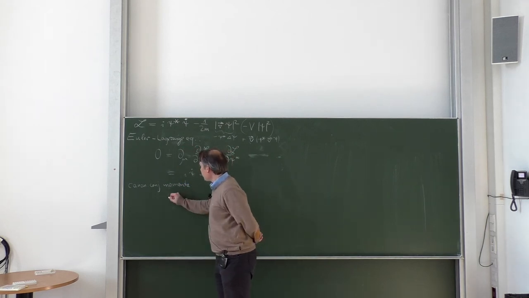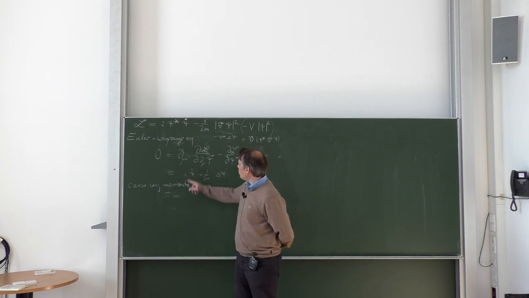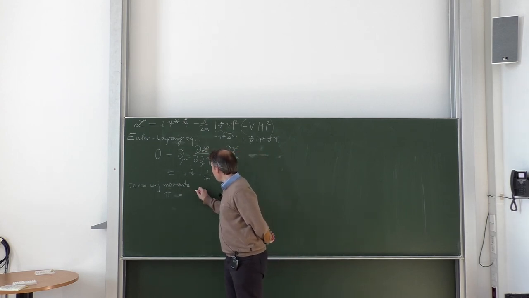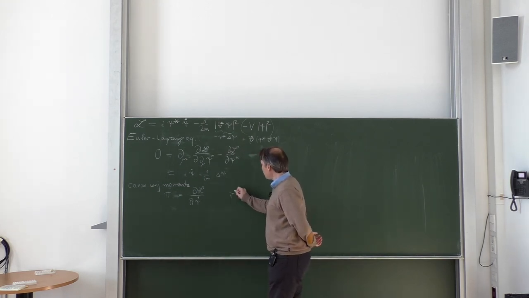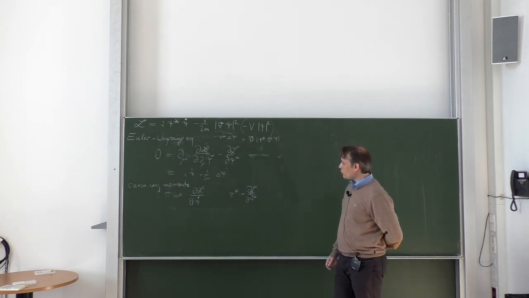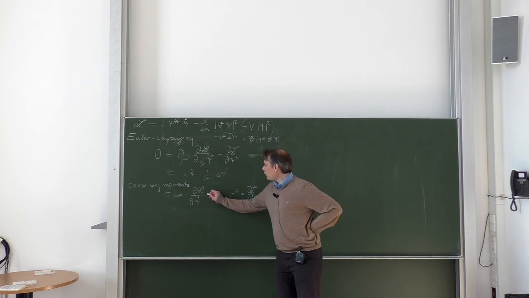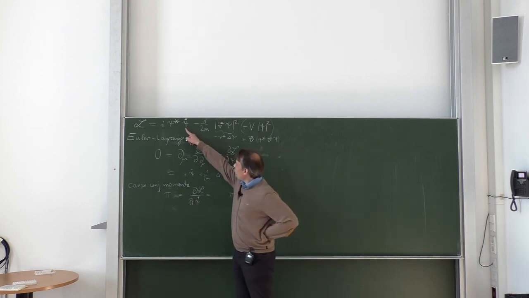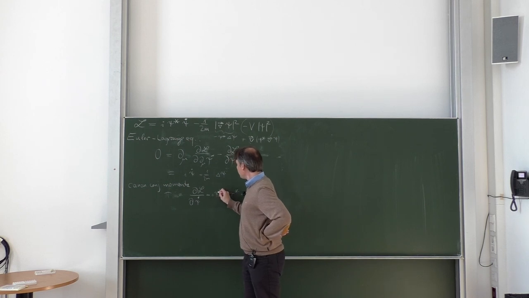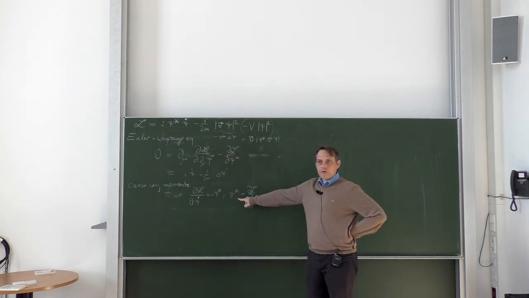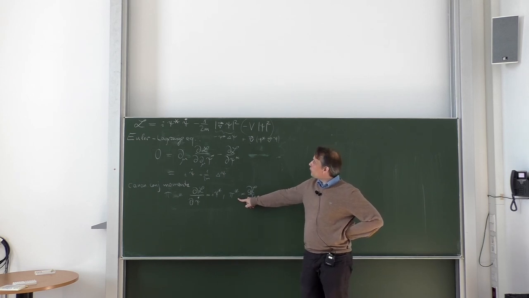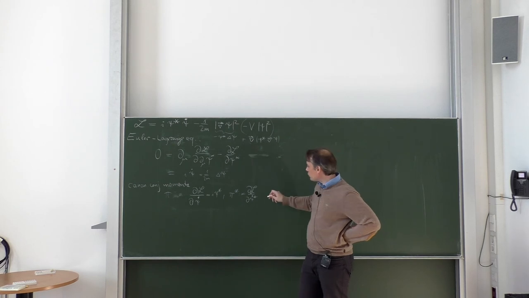And so there is one canonical momentum that I call pi, which is the one corresponding to psi. That is defined by the derivative of L with respect to psi dot. And there would be pi star, which is defined as the derivative of L with respect to psi star dot. What are the results of those definitions? Pi is this derivative here, so pi is I times psi star. And what is pi star? Pi star is actually zero, because psi star dot doesn't appear.